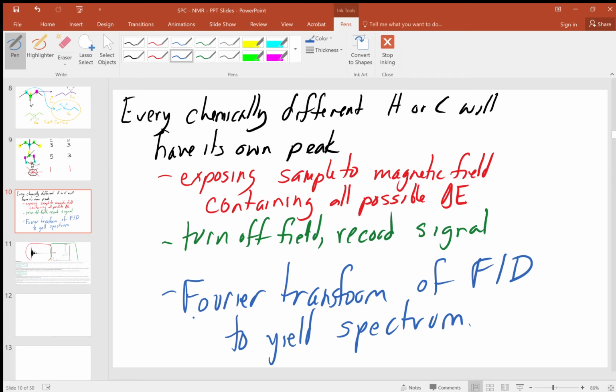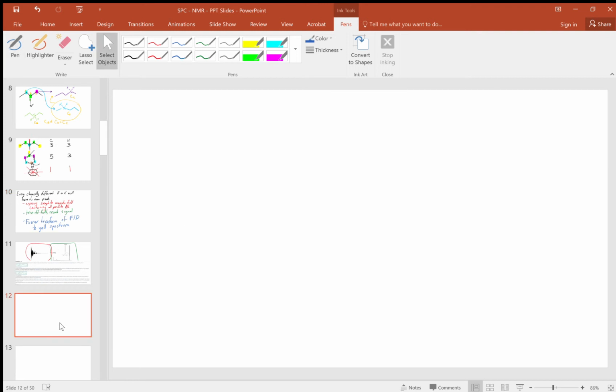So what we're going to end up with now is an actual spectrum, which will have peaks. But before we look at that, we want to talk about what are the things that determine where peaks appear. And right now, the things that we're talking about that help us to figure out where peaks appear apply both to proton NMR as well as carbon NMR. Right now, we're going to be focusing on carbon NMR.